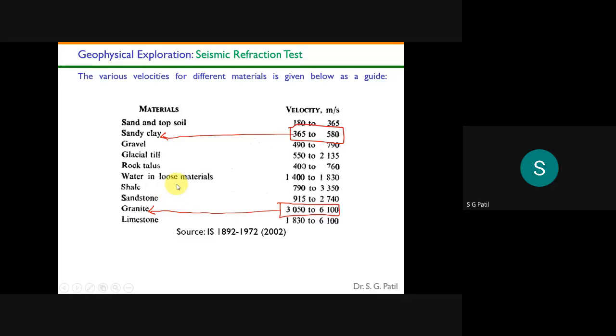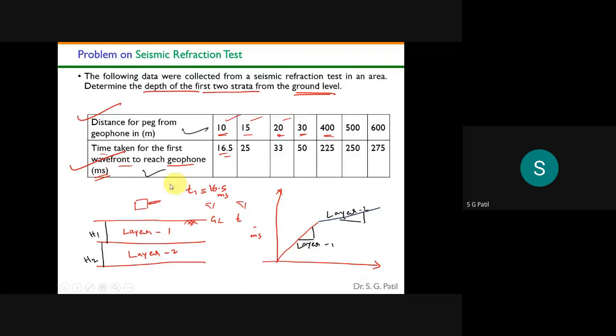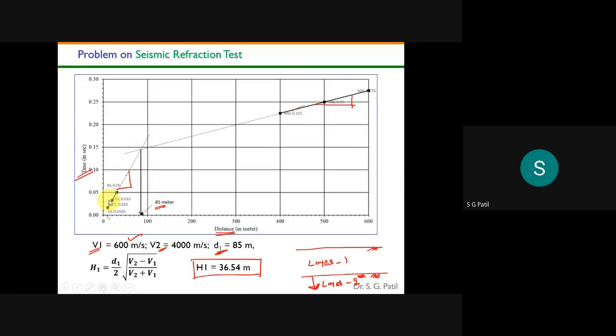Understood the problem? What you have to do? You have to plot a graph between distance versus time. You plot a graph, and then once you plot a graph, you extend the straight line portion of the first line and the second line, and wherever they meet, that will be my D1. So once you get the D1, simply plug into that formula, so that I can find out the H1.